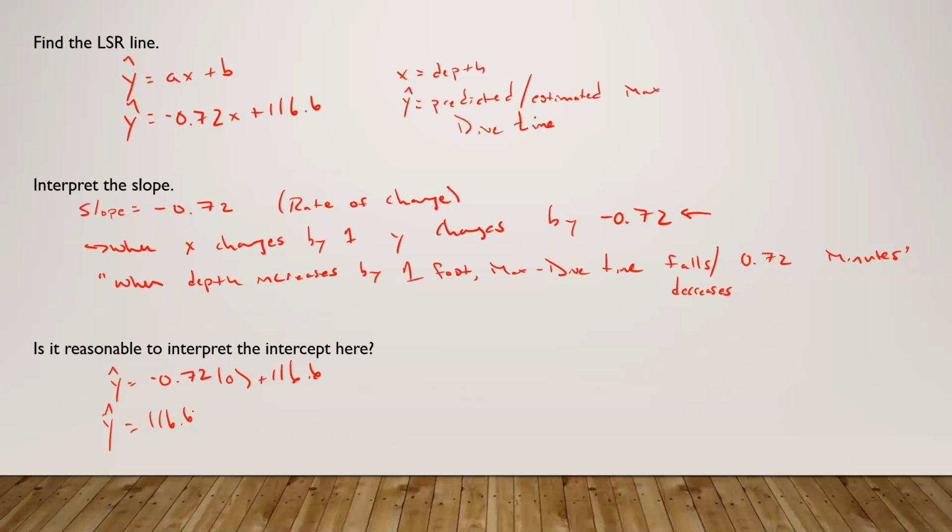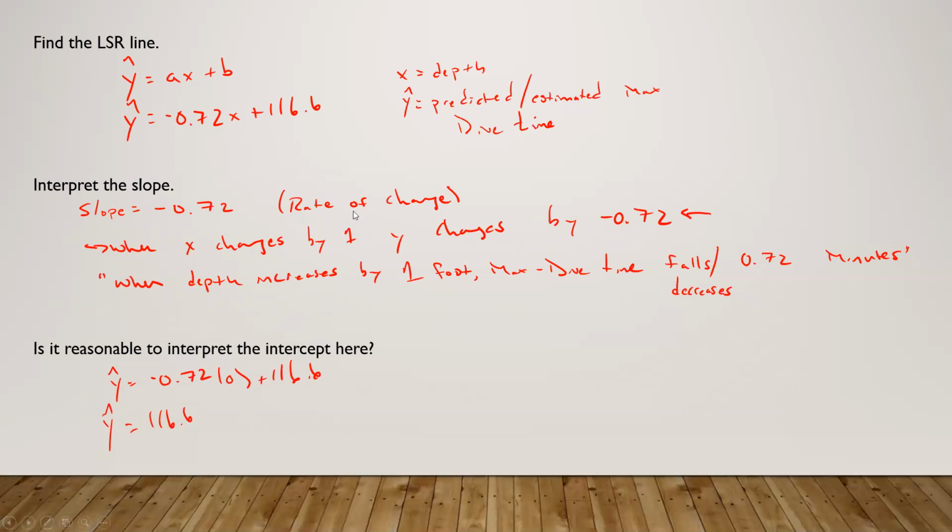What do you guys think? If I'm 0 feet underwater, it means I'm not scuba diving. So I can only go scuba diving when I'm really not scuba diving for 116 minutes. So it doesn't really make sense, right?